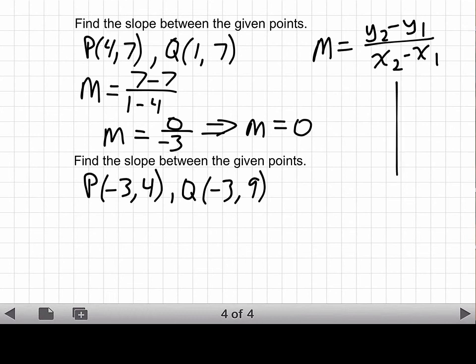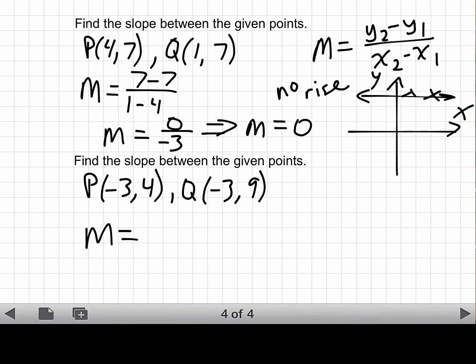A quick little sketch here, let me label y and x, indicates that if the y coordinates are both 7, and I don't care what the x coordinates are, then we have a horizontal line. There's no rise.